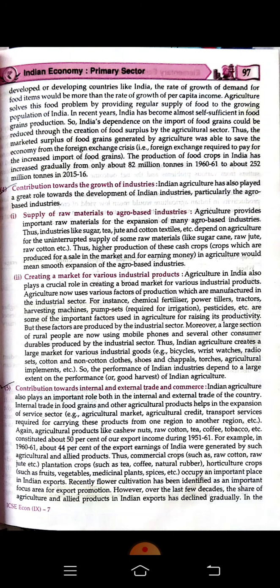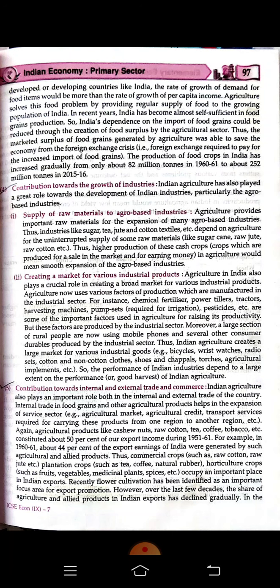Next, creating a market for various industrial products. Agriculture in India also plays a crucial role in creating a broad market for various industrial products. Agriculture now uses various factors of production which are manufactured in the industrial sectors. For instance, chemical fertilizers, power tillers, tractors, harvesting machines, pump sets are some of the important factors used by agriculture for raising productivity. Thus, Indian agriculture creates a large market for various industrial goods.